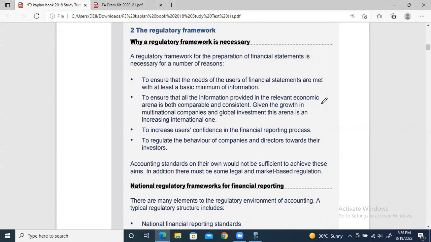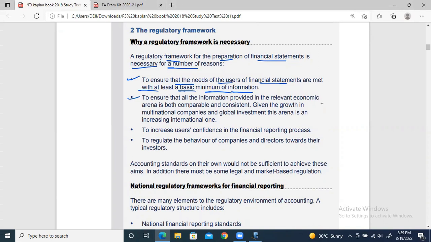Let's see first, right? So regulatory framework for the preparation of financial statements is necessary for a number of reasons: to ensure that the needs of the users of financial statements are met with at least a basic minimum of information, right? So again, the frameworks, everything, the regulatory environment, everything is basically there to just have a kind of a benchmark, right? So that the financial statements user might have something to understand from the financial statements.